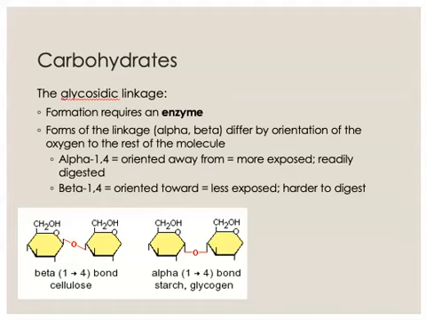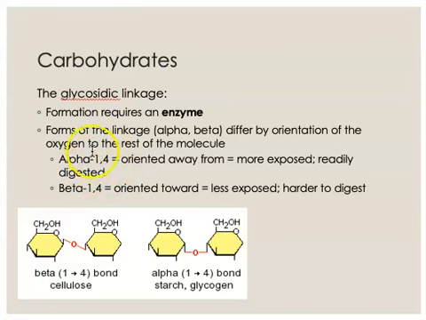When we look at different carbohydrates, one of the things that we see is different forms of the glycosidic linkage. These are referred to as either alpha or beta forms, and they differ by how that glycosidic linkage is oriented in relation to the rest of the molecule. For example, in an alpha 1,4 glycosidic linkage, and these numbers 1 and 4 describe the two carbons that are involved, where the hydroxyl groups are located.